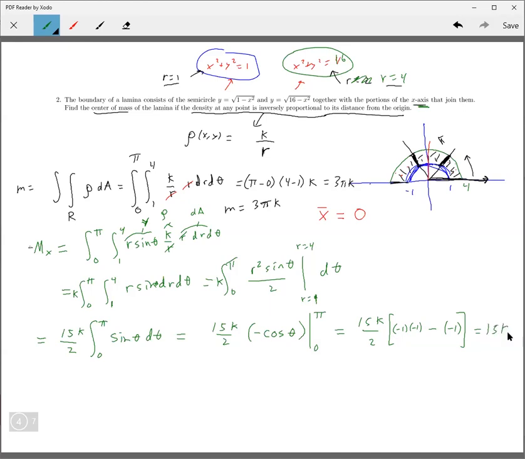So you get 15k. Okay, so your moment about the x-axis is 15k, which means that your y-coordinate of center of mass is 15k divided by 3 pi k. K's cancel, and this reduces to 5 over pi. So that means that the center of mass is 0, 5 over pi.